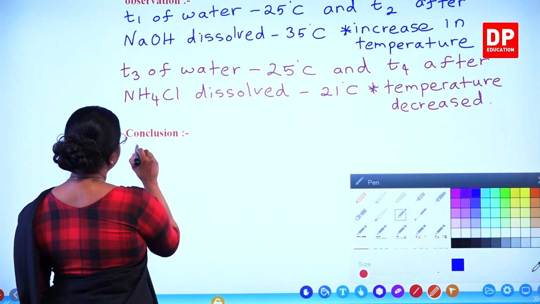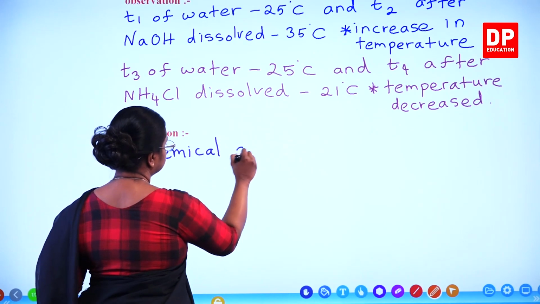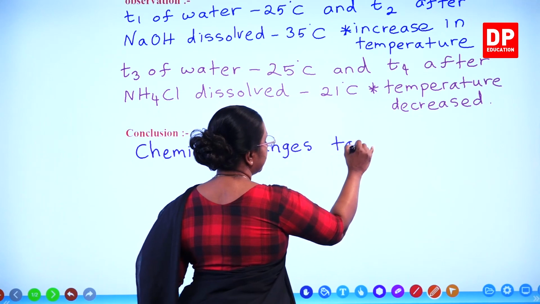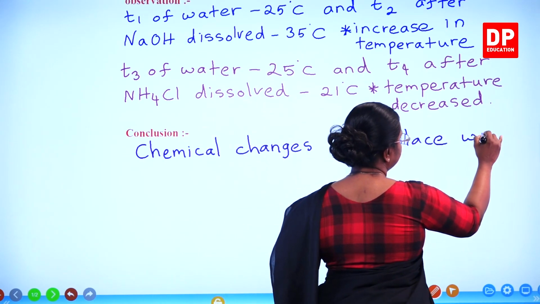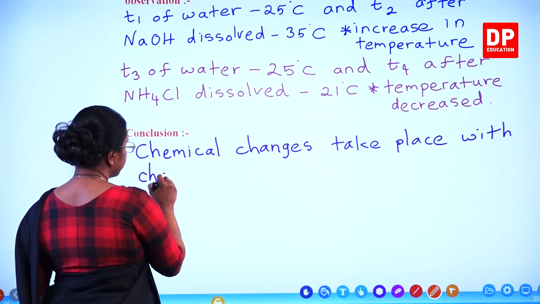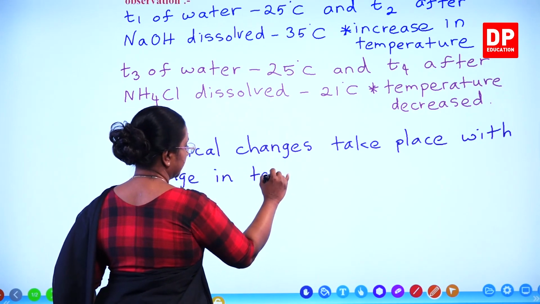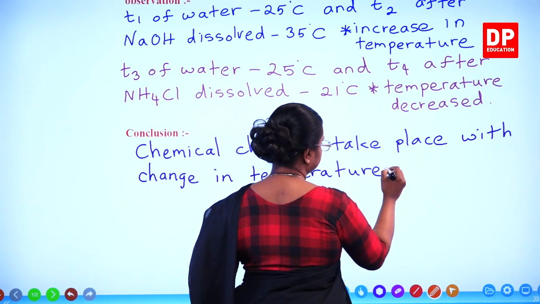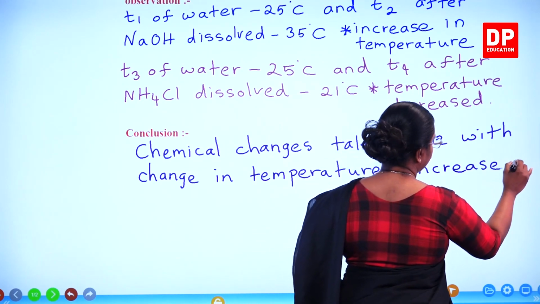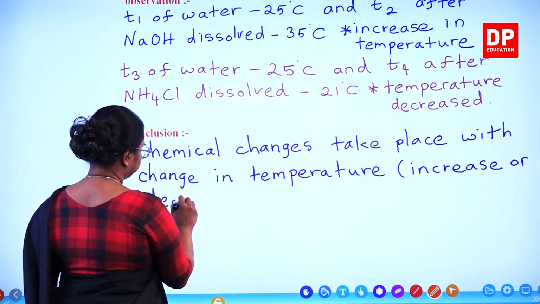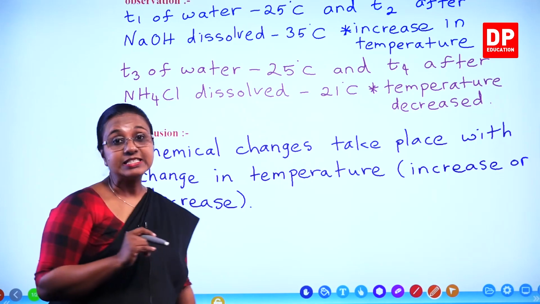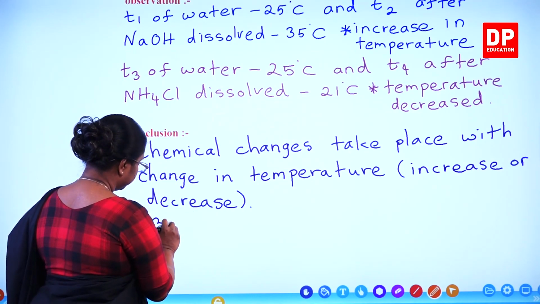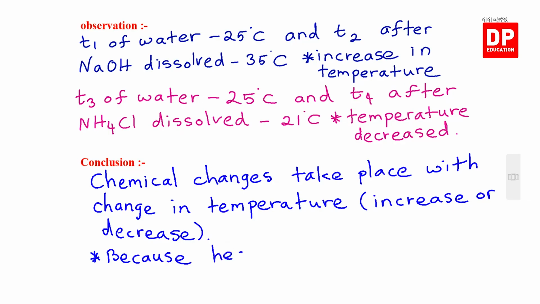So conclusion, you can say chemical changes take place with change in temperature, either increase or decrease. So why does this happen? Because heat is released or absorbed during a reaction.